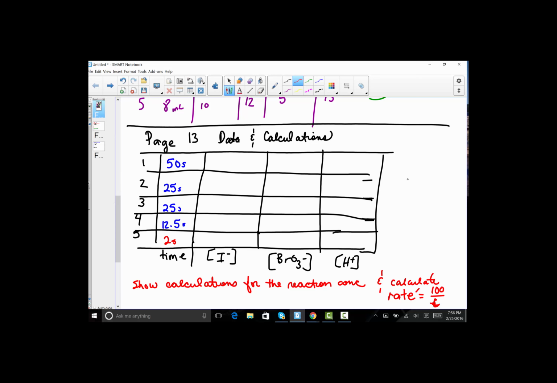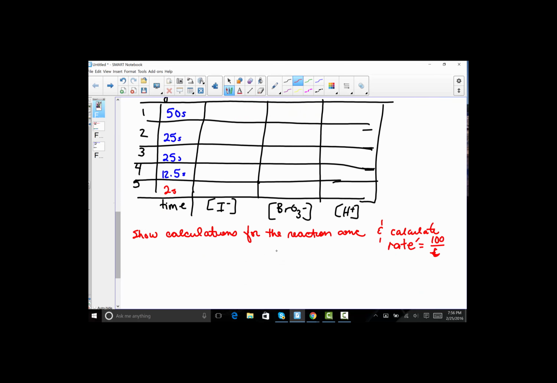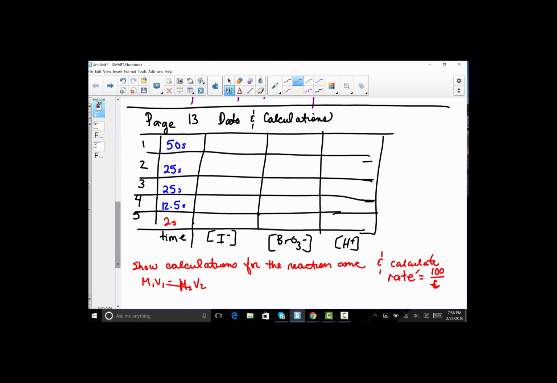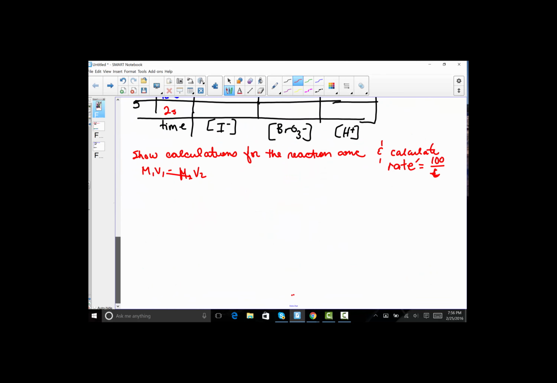What we also need to do is to show the new concentrations for each of these reactants: I negative, bromate, and the acid H+. And this is where it asks us to show our work. M1V1 equals M2V2. And so one at a time we have to go through using this recipe. 10 mils of 0.001 molar. How many molars would that be in a total volume of 50 mils? So let's take a little opportunity to get that filled in. We'll need that data anyway. Let's tackle the I negative first.